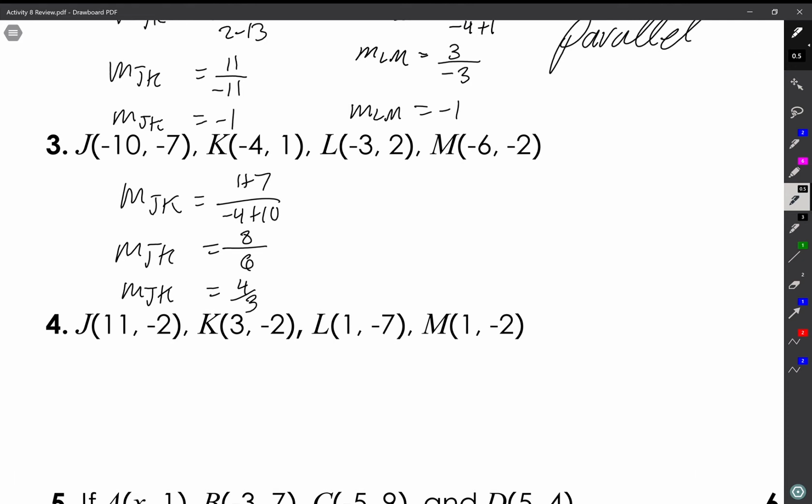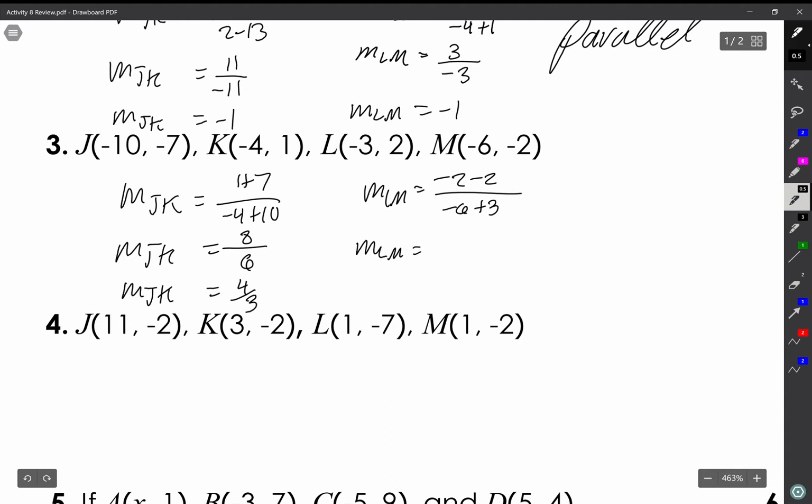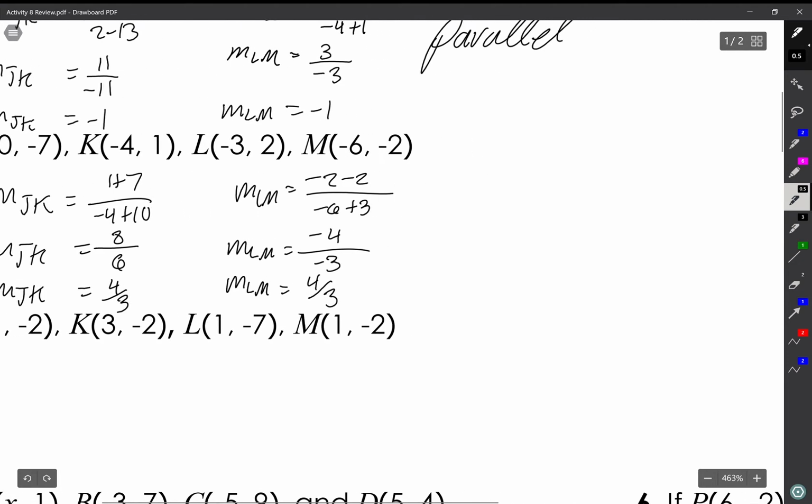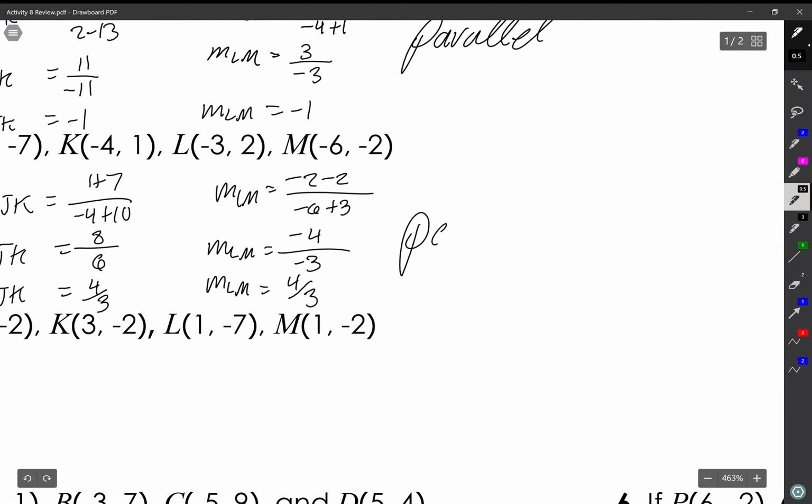For LM, we've got -2 minus 2 over -6 plus 3. -2 minus 2 is equal to -4. -6 plus 3 is -3. And if you have a negative on top and a negative on bottom, those negatives cancel each other and you're left with a positive number. So MLM is just 4 over 3, and these are parallel because they're equal. They both have the same slope.